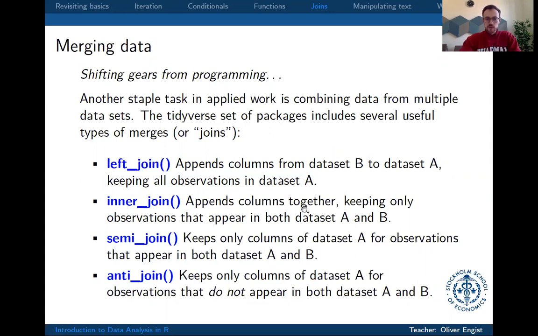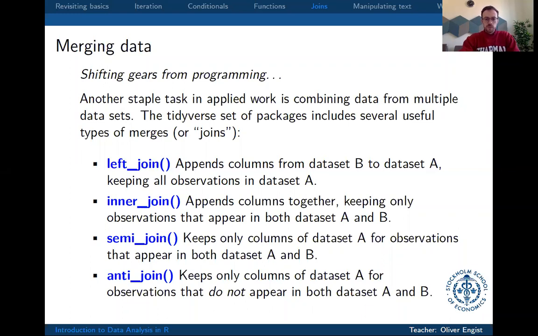The inner join will append columns together, but it will only keep the observations that could be identified in both data sets. So it will only take the intersection of these two data sets and delete all the observations that only appeared in one of the two data sets.